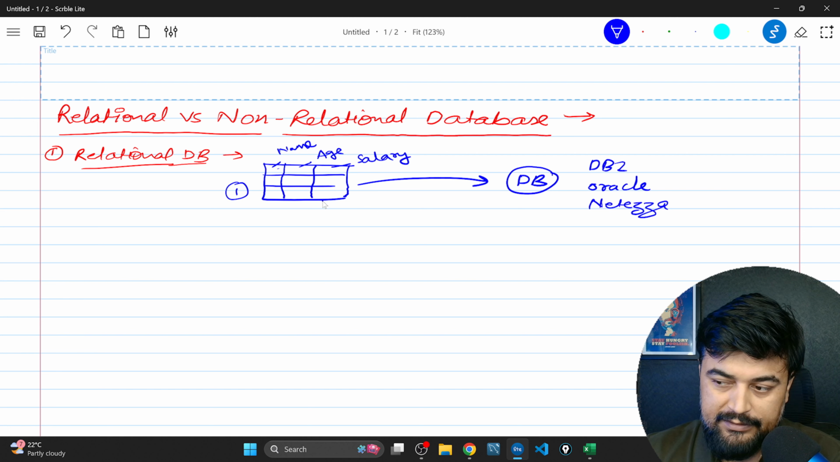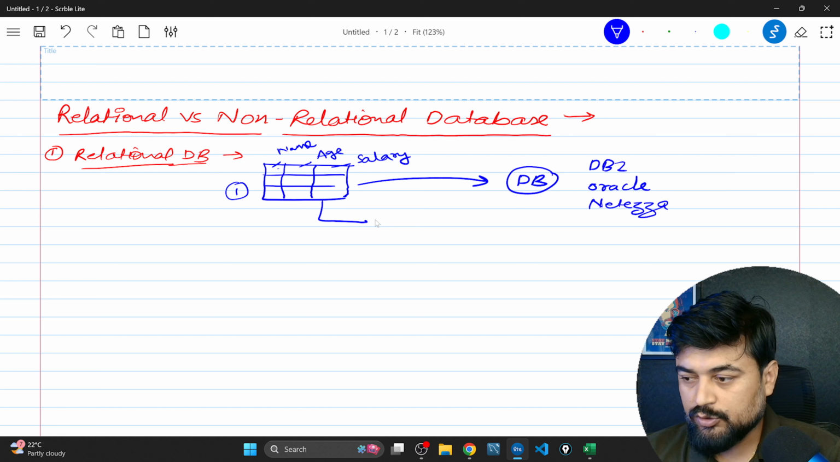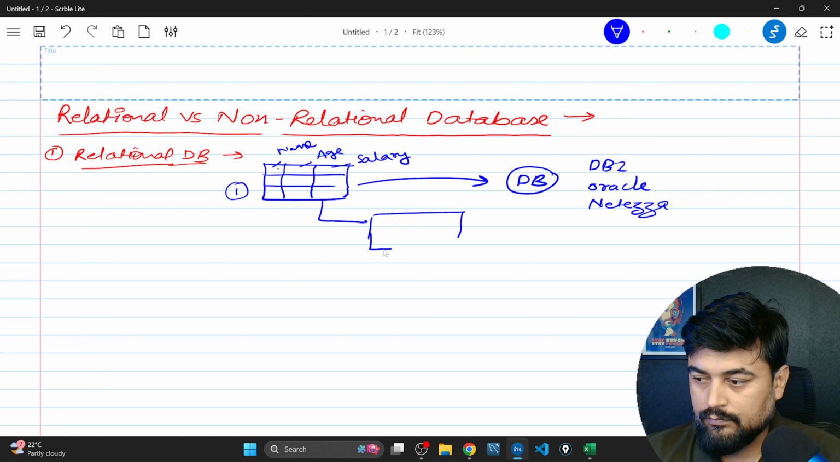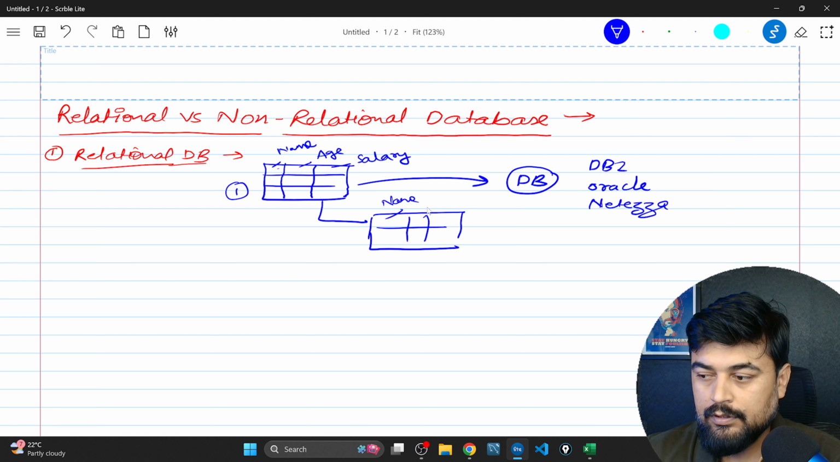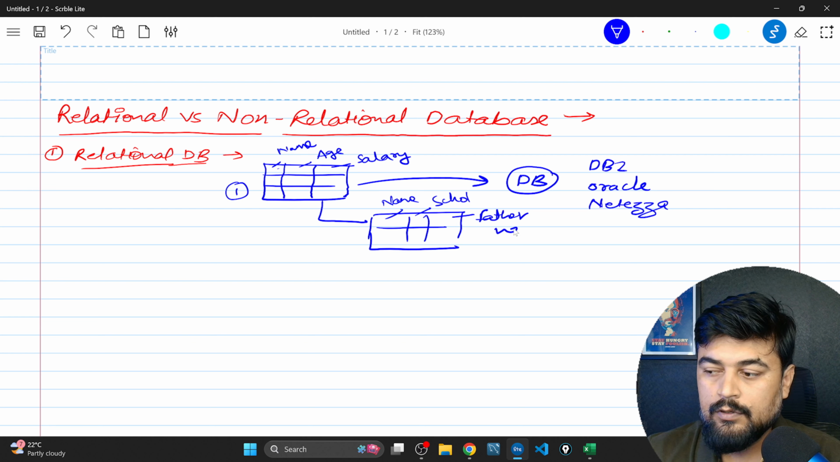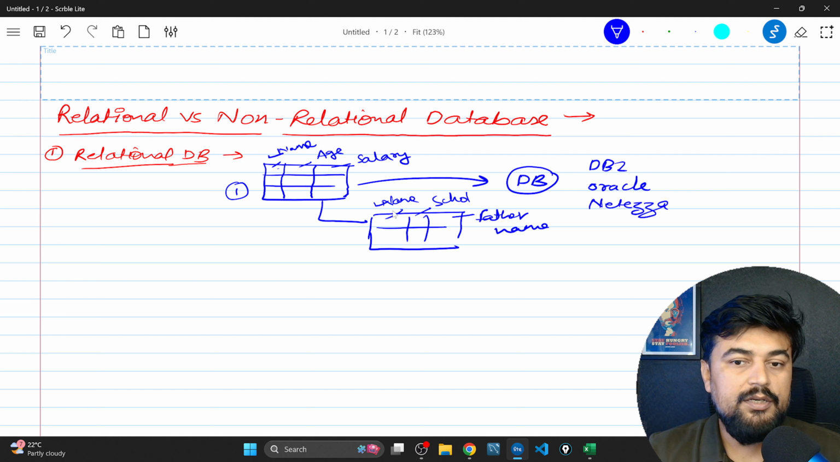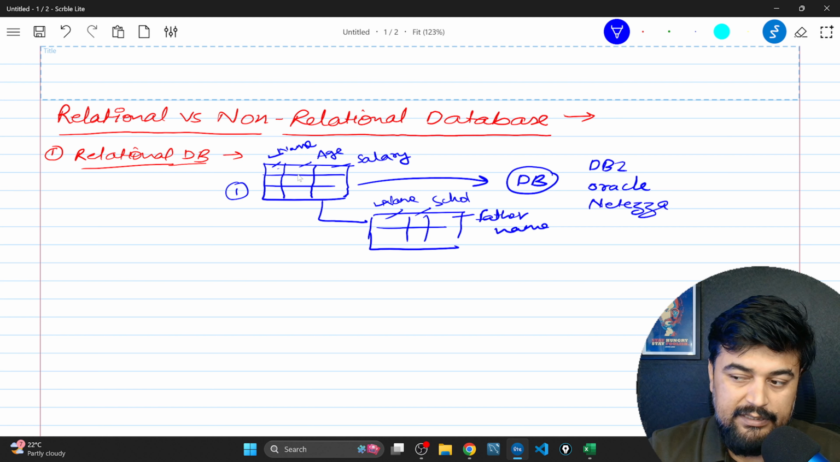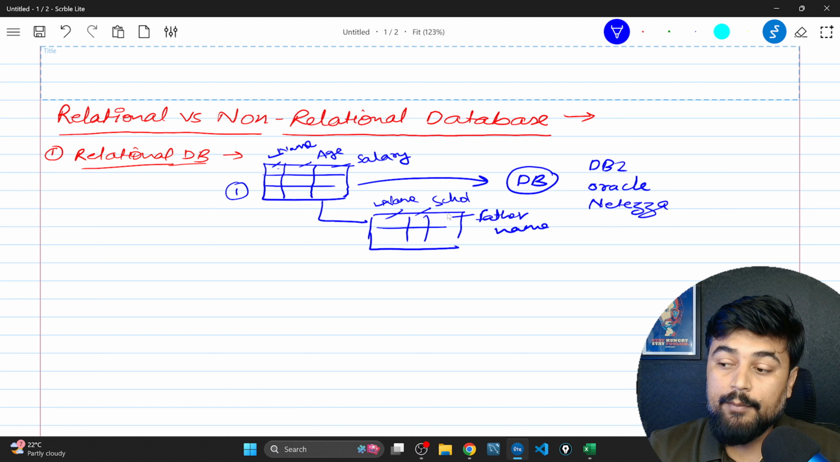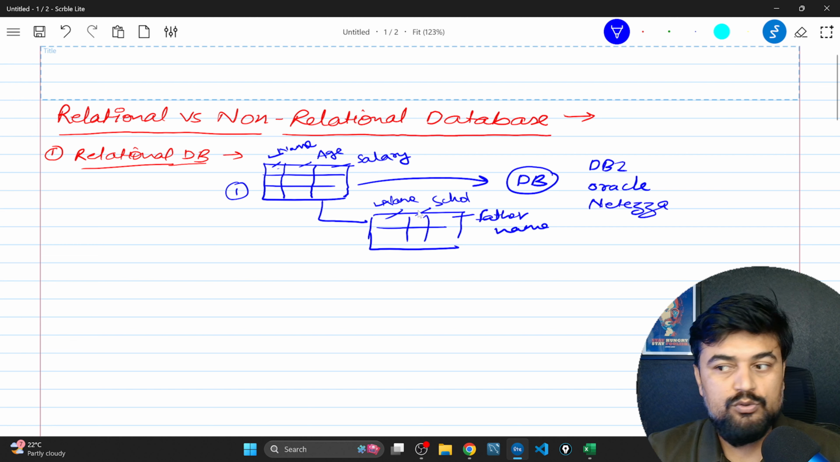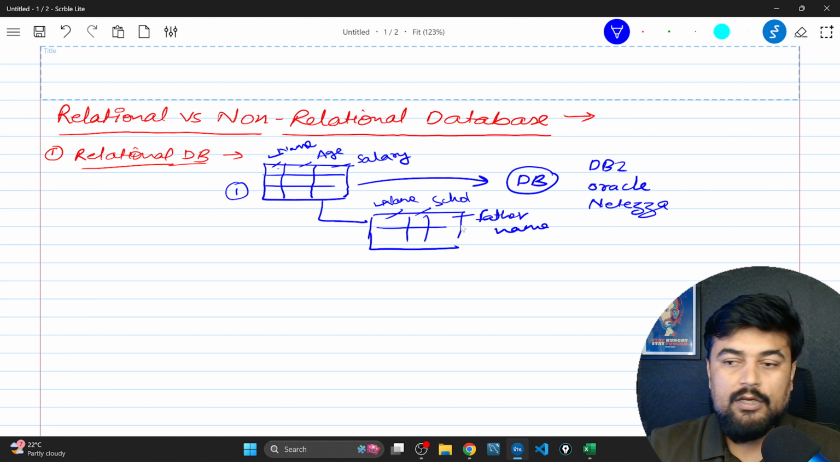How will this look? Say this table is associated with one more table where you have, let's say, name, then school name, and then father name. Now on the basis of this name, the column which is common in both the tables, you can find out the age of that person, what is the salary. Very clear, right? Also you can find out which school that person is going to and the name of the father. So this kind of structure.